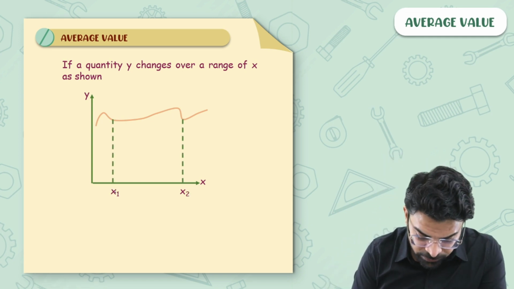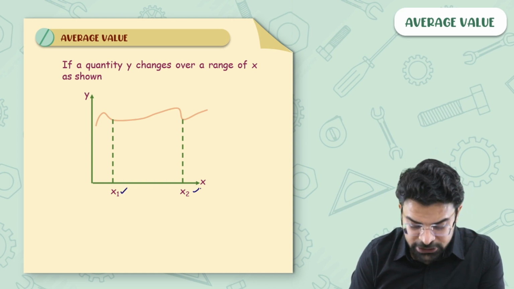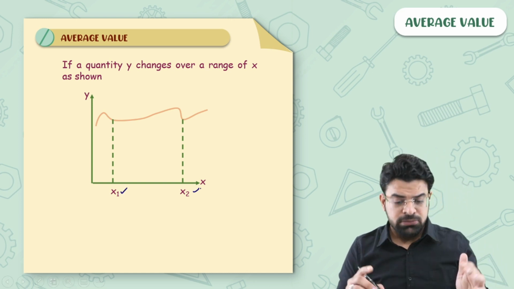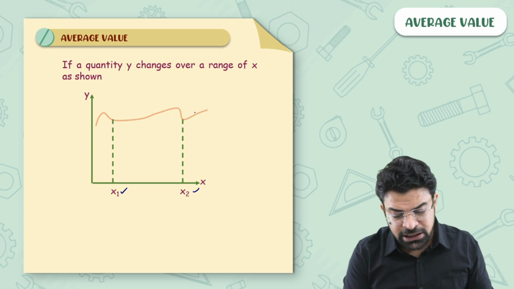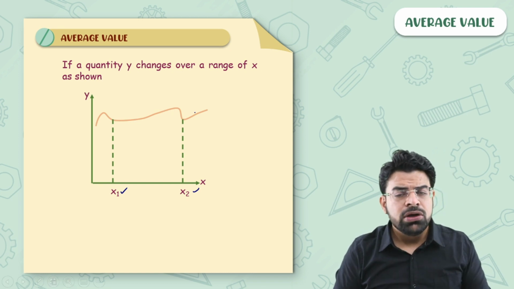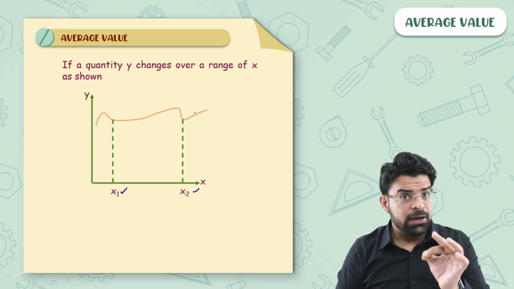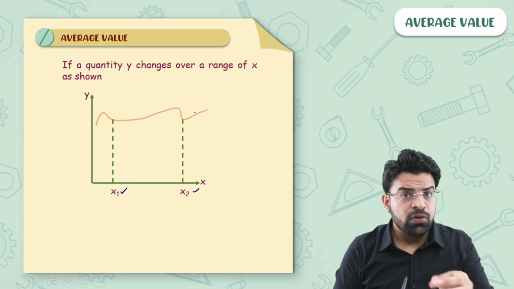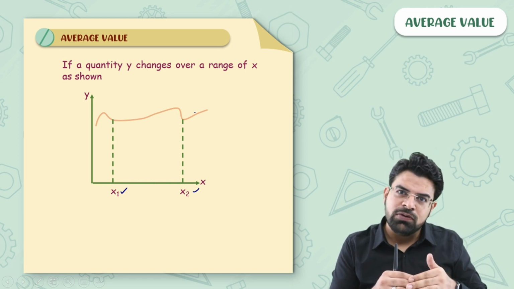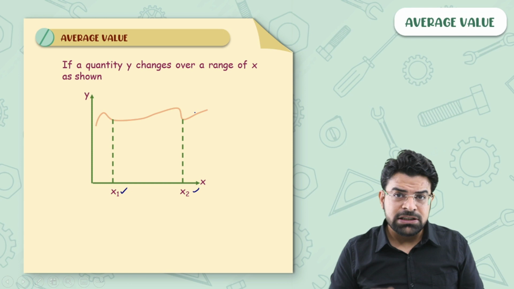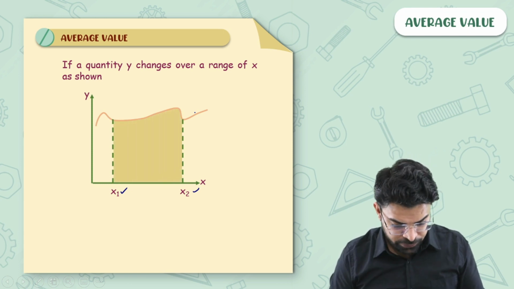You can see here as x changes from x1 to x2, the value of y is not constant. It first increases, then decreases and keeps on changing. So which single value of y can be taken as the average value for the whole range of x from x1 to x2? There is just one definition here.